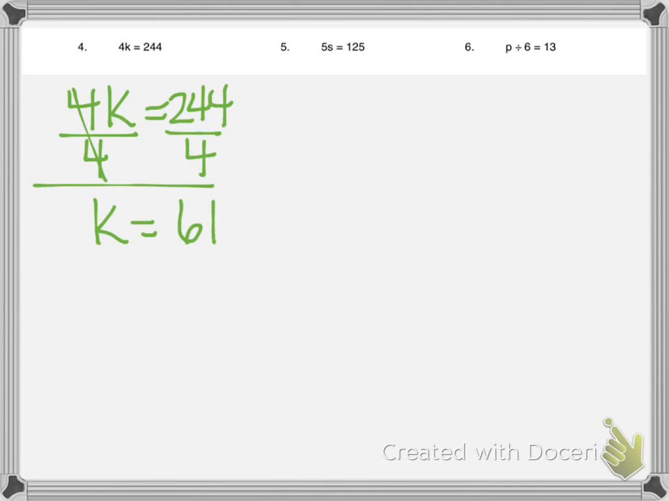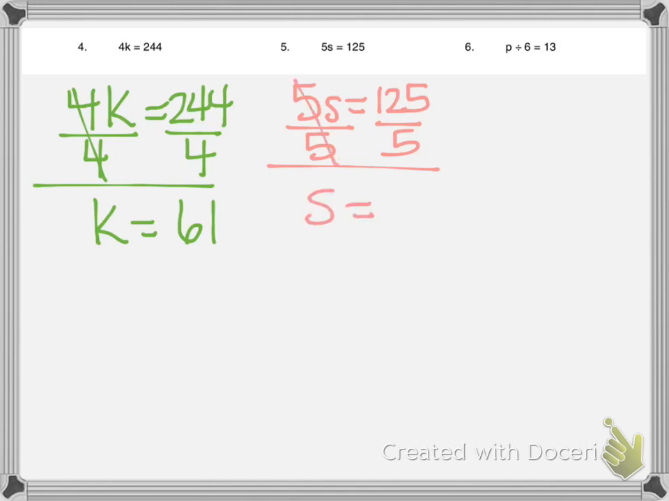Let's see the next one, number 5. We have 5s equals 125. Undo multiplication with division. And whatever I do to one side, I have to do to the other side. I get s equals 125 divided by 5 is 25, so s equals 25.